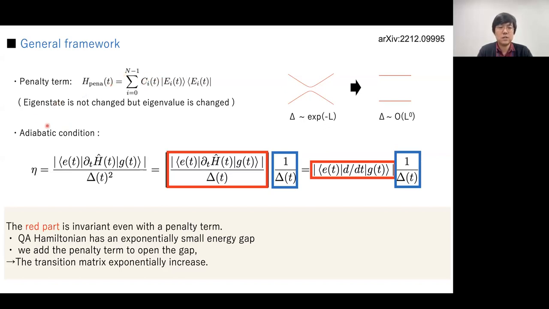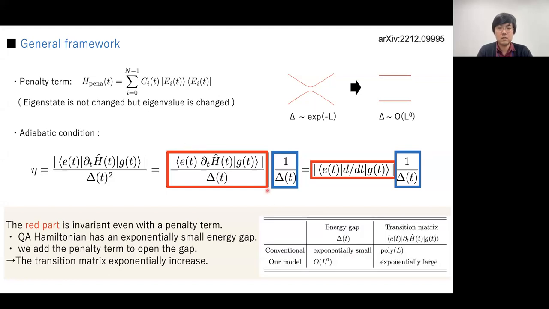So here, let me consider the effect of the penalty term on the adiabatic condition. The adiabatic condition is represented in this form. And this red frame is invariant even if we consider this penalty term, because this red part only depends on the energy eigenstate. So if we add the penalty term to open the energy gap, the transition matrix exponentially increases. So this table shows the main message of this talk.